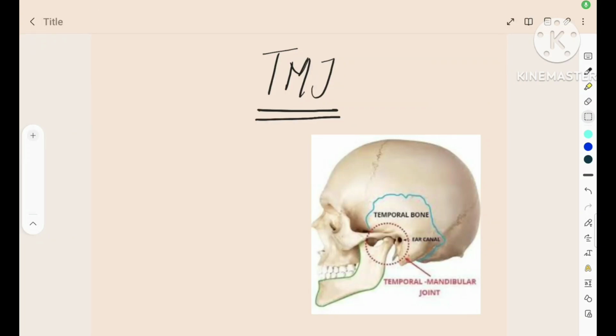Morning, everyone. Today my topic is the temporomandibular joint. The name itself gives us an idea that it is a combination of the temporal bone as well as the mandibular bone. So here, this structure is considered the temporal bone, and this part is the mandible.